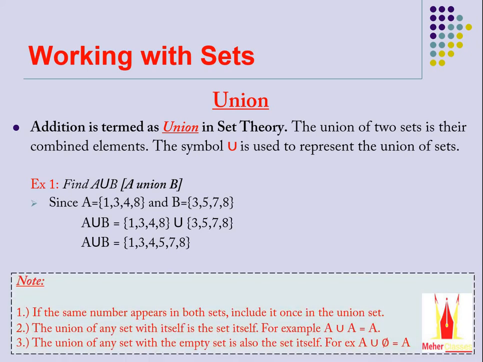Here are some points that you just need to remember. If the same number appears in both sets, include it once in the union set, as we have just seen. The union of any set with itself is the set itself. So if you want to combine the elements of the same sets, you will get the parent set only. And third, if you take the union of a set with the null set, you will get the set itself, that means the parent set.